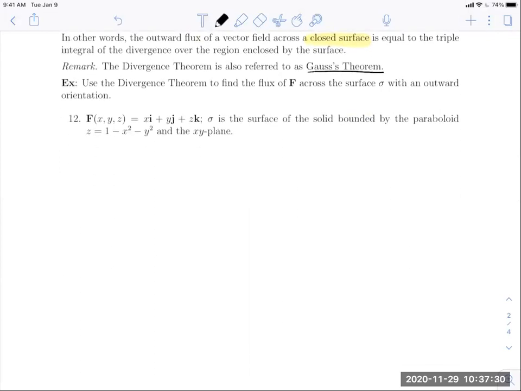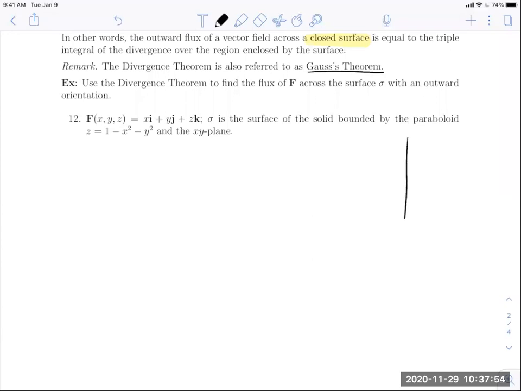All right, so for our first example here, use the divergence theorem to find the flux of F across the surface sigma with an outward orientation. So we have our vector field, which is x, y, and z in each component. Sigma is the surface of the solid bounded by the paraboloid z equals 1 minus x squared minus y squared, and the xy plane. So what I'd like to do first is just sketch this solid.